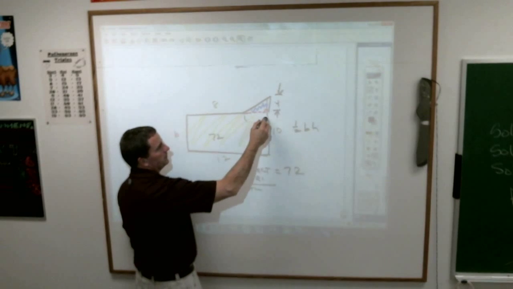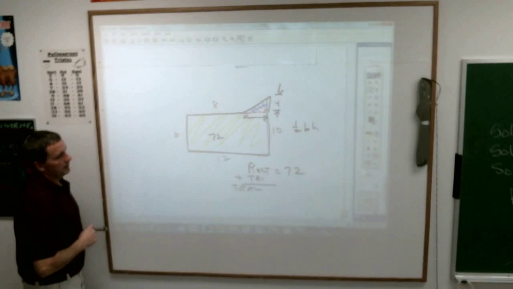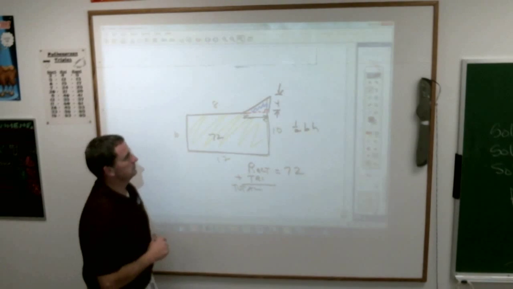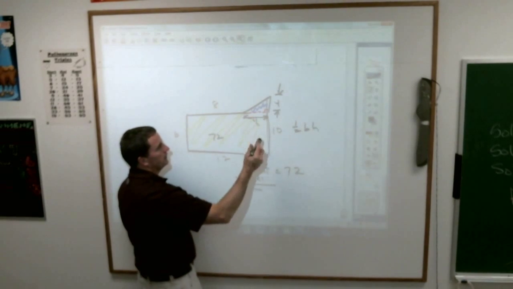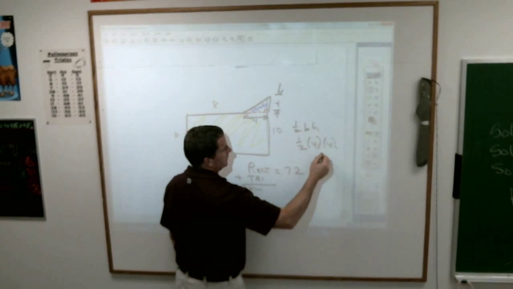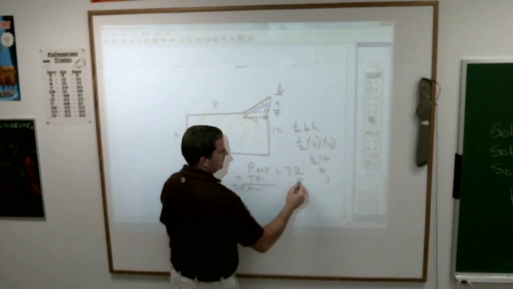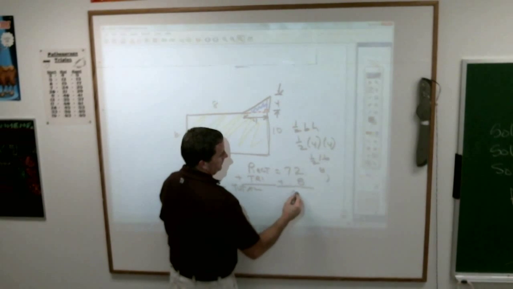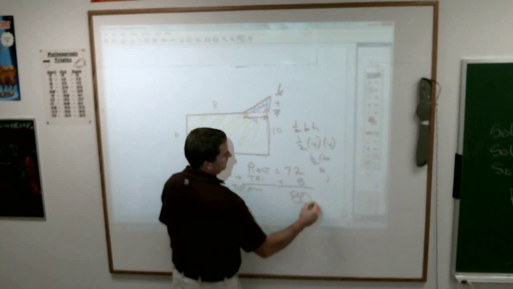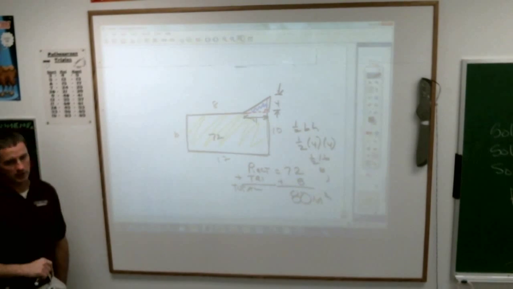And what's the distance from here to here for my height, or base, whichever one you want to call it? 4. How do I know? Because the 8 minus the 12. Very good. So we got 1/2 of 4 times 4. 1/2 of 16 is 8. That's the area of the triangle. Add them together, and 80 is the total area of that whole shape.